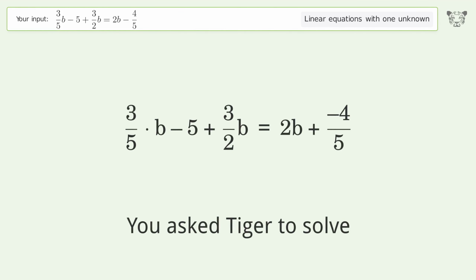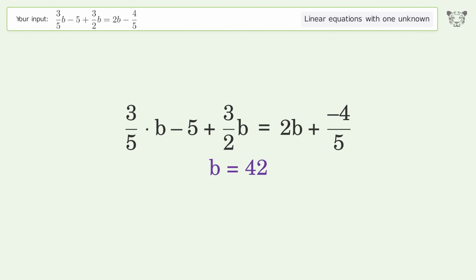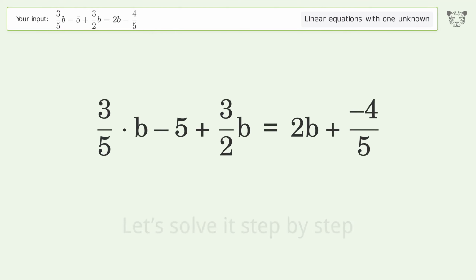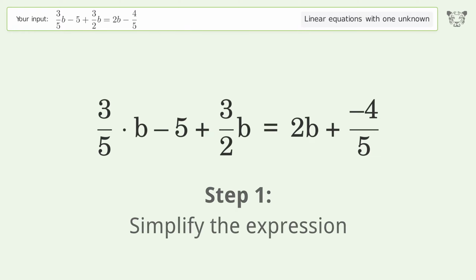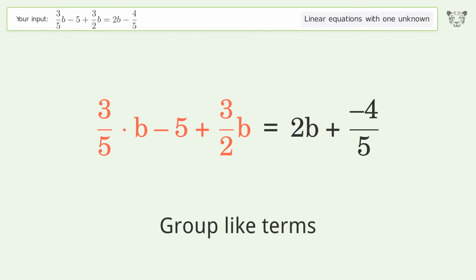You ask Tiger to solve. This deals with linear equations with one unknown. The final result is b equals 42. Let's solve it step by step. Simplify the expression. Group like terms.